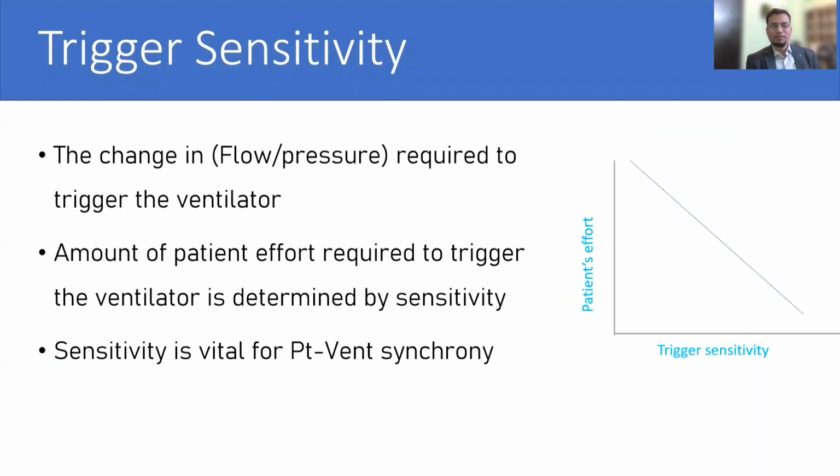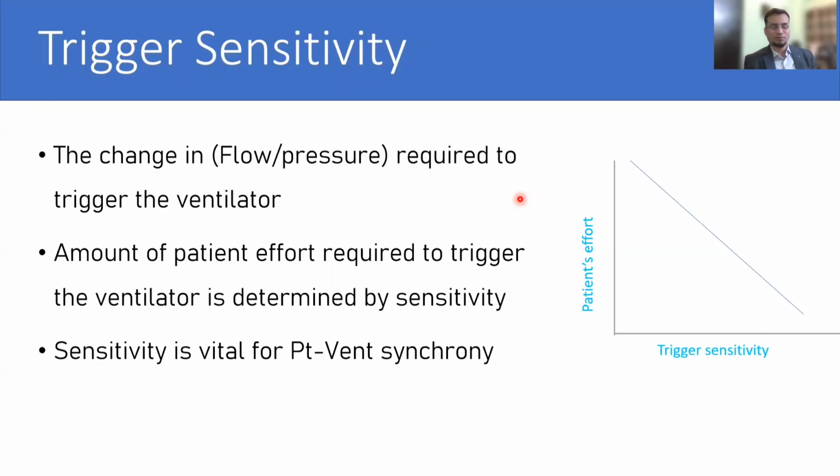Now we should understand the trigger sensitivity. This is the change required to trigger the ventilator, change in some setting. So it could be flow or pressure. The higher the change required, lower will be the sensitivity of the ventilator. So there is an inverse relationship between the patient effort and sensitivity of the ventilator. So it means that ventilator is not able to understand whether the patient has actually triggered.